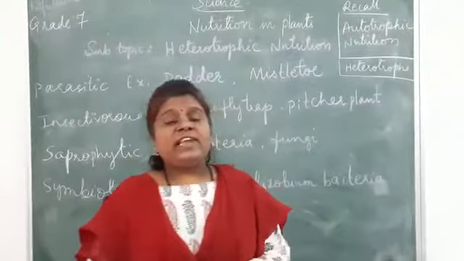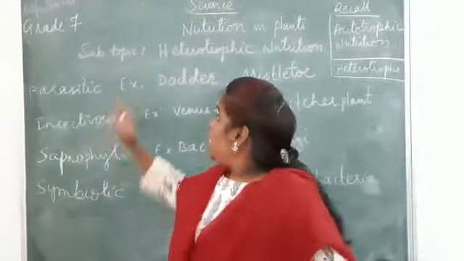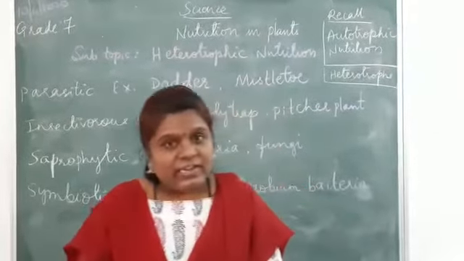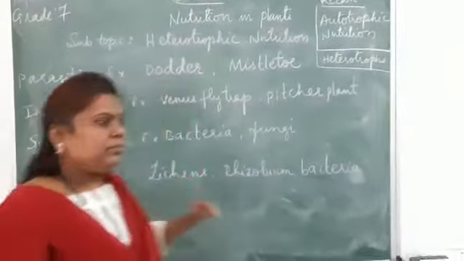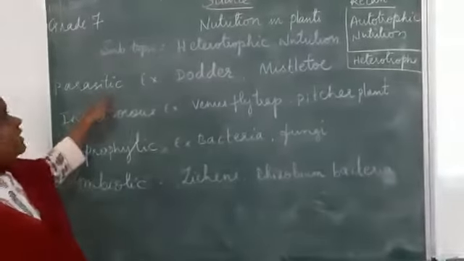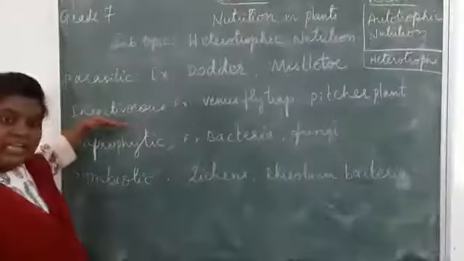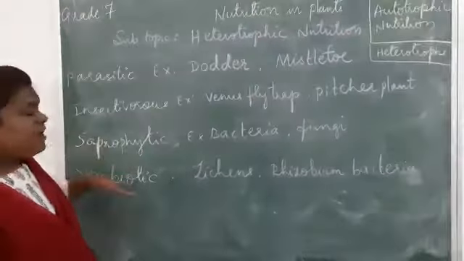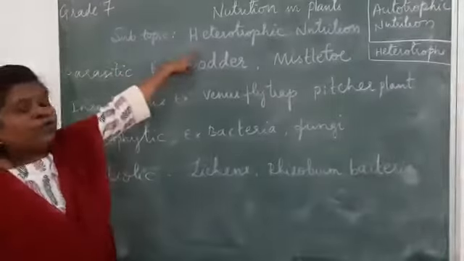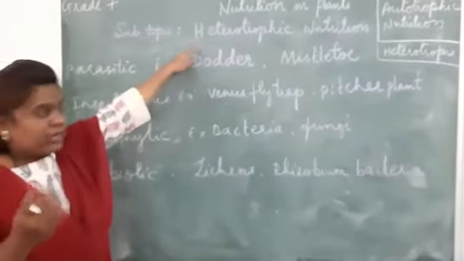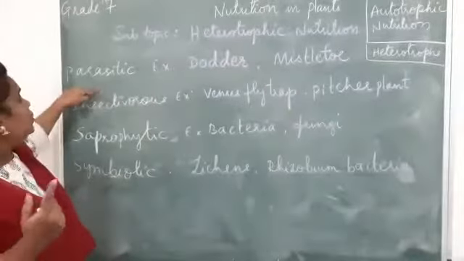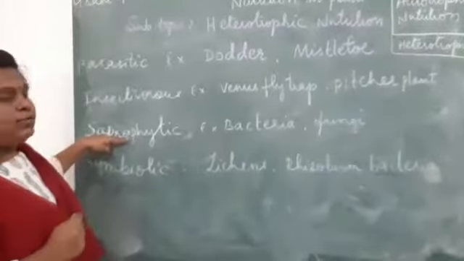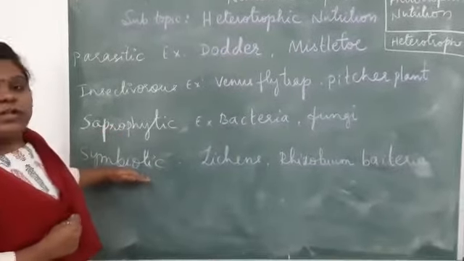Now, to make our understanding more clear and precise, the heterotrophic mode of nutrition is divided into 4 types. So, let us understand in detail one by one. To begin with, we have the parasitic mode of nutrition, the insectivorous mode of nutrition, saprophytic nutrition, and symbiotic nutrition. So, the heterotrophic mode of nutrition is divided into 4 types. First one is parasitic nutrition, second is insectivorous nutrition, third is saprophytic nutrition, and fourth is symbiotic nutrition.